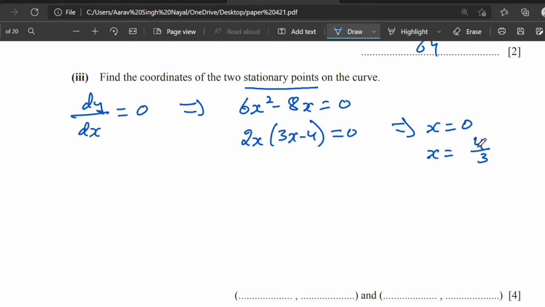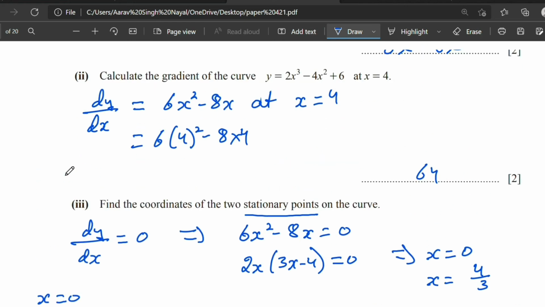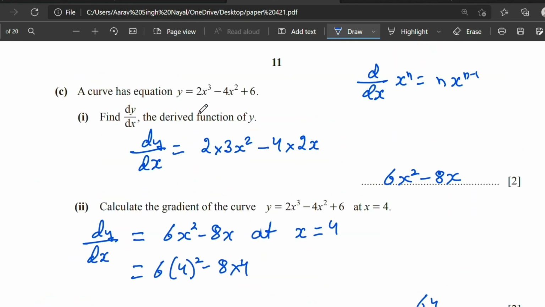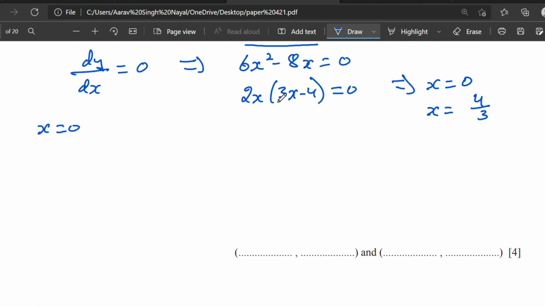Now substituting x equal to 0 in the original equation, y equals 2x cube minus 4x square plus 6. So let's write it over here: y equals 2x cube minus 4x square plus 6. Substituting x equal to 0, as you can see, y will be 6. So the one point is (0, 6). So write in here 0, 6.